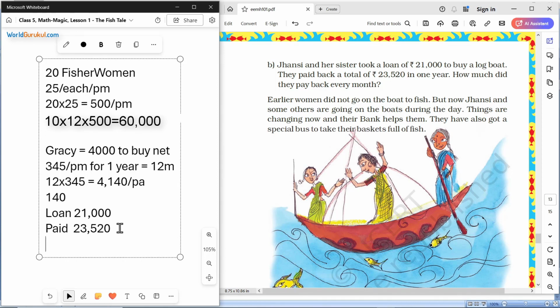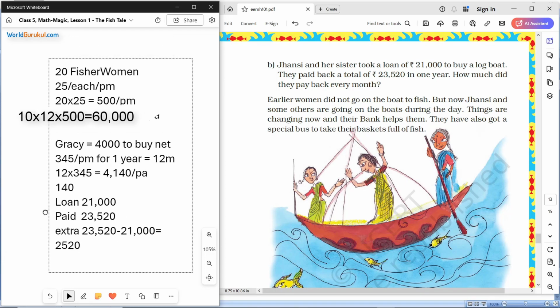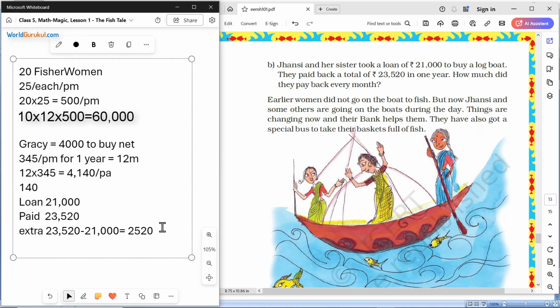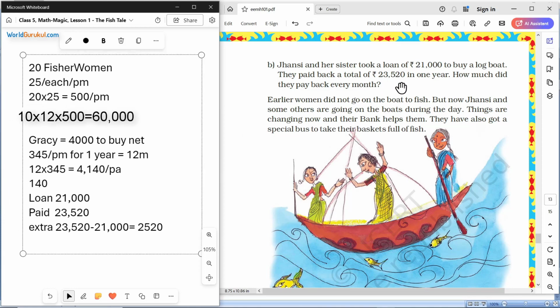So how much extra they have paid? 23,520 minus 21,000. This is going to be how much? Can you tell? 2520. These all can be done as mouth calculations. No need of any pen, paper or calculator. So try practicing doing maths in mind. That's going to be helpful in future competitive exams as well. So 2,520 is the extra amount that is paid.